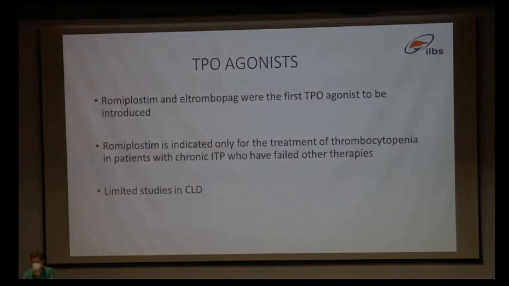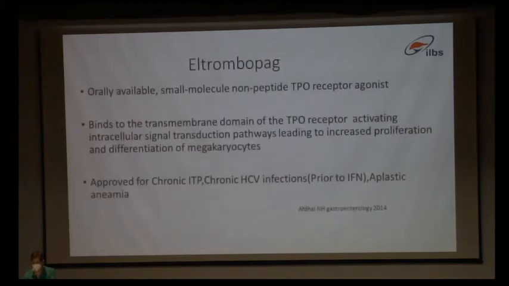So coming to the TPO agonists, the first ones were romiplostim as well as eltrombopag. Romiplostim was initially only indicated for treatment of thrombocytopenia in chronic ITP, especially when other therapies did not work, and it has not really been indicated in patients with liver disease, with very few case reports. The most important one, which was the first one discovered, was eltrombopag, a non-peptide small molecule thrombopoietin receptor agonist. It binds to the transmembrane domain of the TPO receptor and activates the signal transduction pathways, causing more proliferation and differentiation of megakaryocytes.